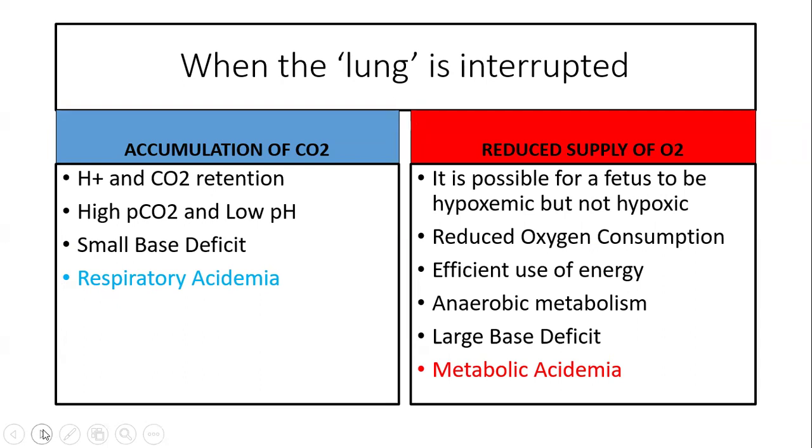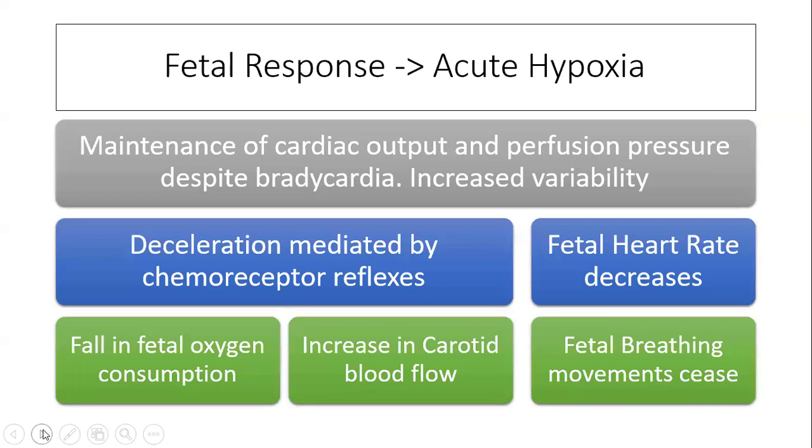Then it will switch to anaerobic metabolism and produce lactic acid. There will be a falling pH, a large base deficit, and a move to metabolic acidemia. The low pH, lack of oxygen, and lactic acid are toxic to the baby.